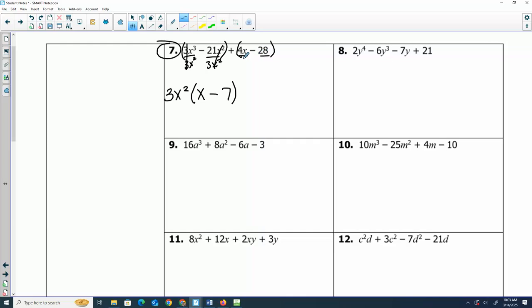4x and 28, what can you take out? So take out 4. 4x divided by 4 is x. 28 divided by 4 is 7. This is where you would also catch it if you didn't take out that 3 to begin with. Your parentheses wouldn't match. And so then you would know that you had a mistake. Now they both have the x minus 7, so we're going to take that out. So the thing they have in common, we take out. The second parenthesis is what's left. So if we take that out, we have 3x squared plus 4.